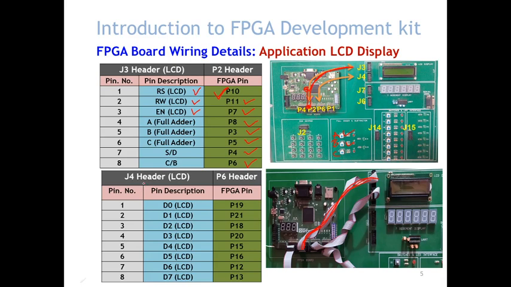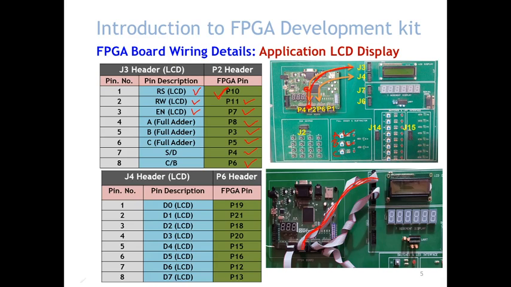Similarly, the J4 header is for the data lines of the LCD, and if you connect it to the P6 header, it will behave as the data lines. So this is one example for the LCD display. For the LCD display, we can dedicatedly use any header anywhere, but for simplicity and, we can say, commonality, we are keeping this connection as it is.